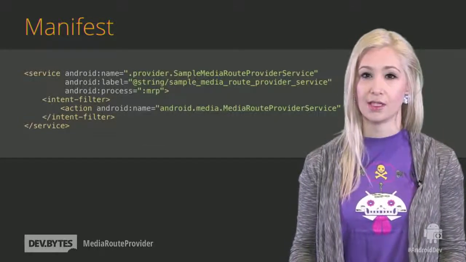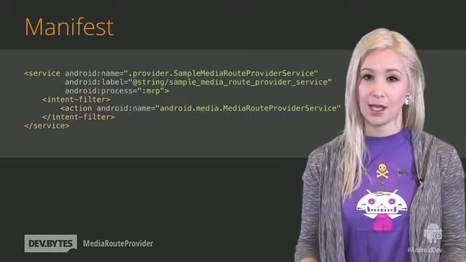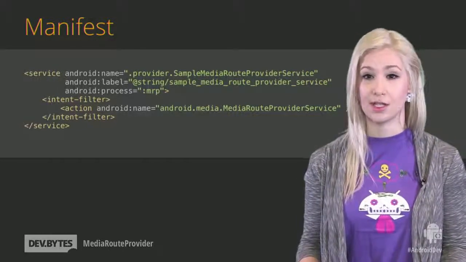To do this, our application must declare in the manifest a service declaration for the MediaRouteProvider with an intent filter for Android Media MediaRouteProvider service. This service is the same one we just looked at.